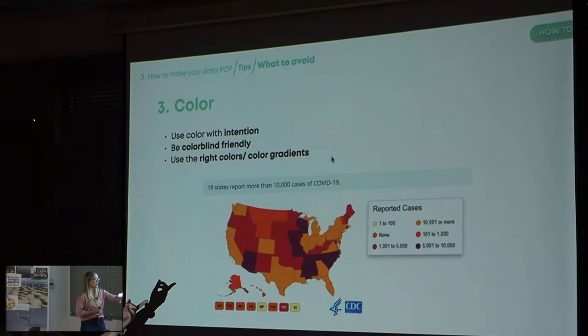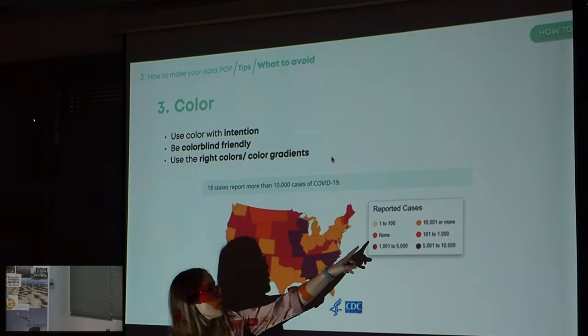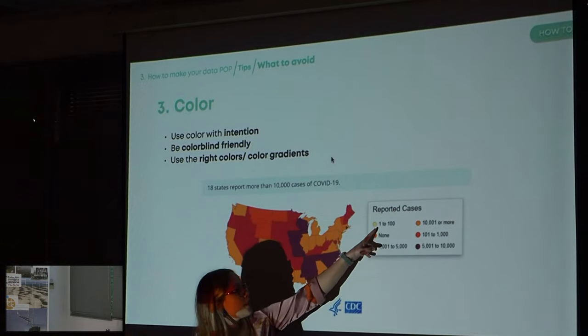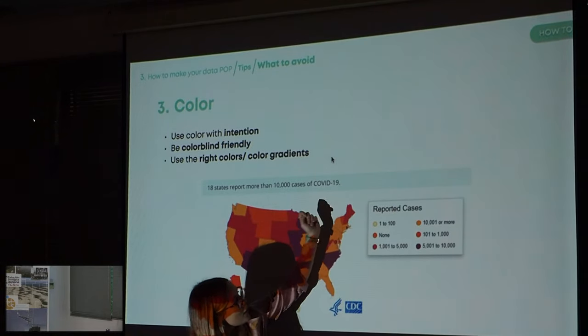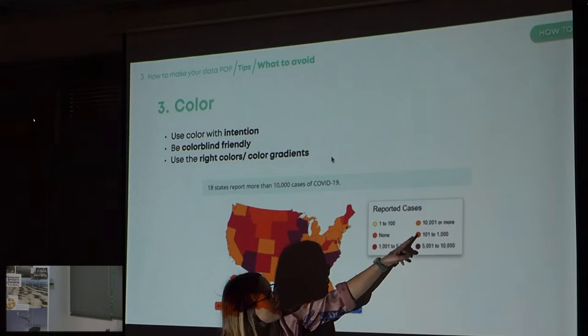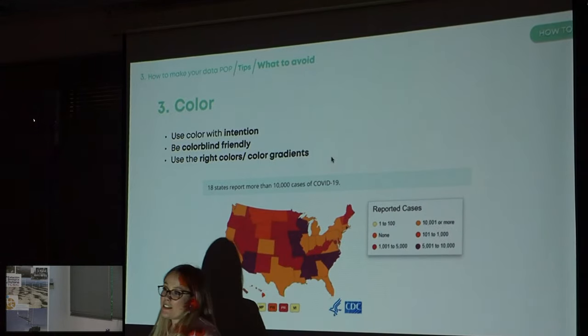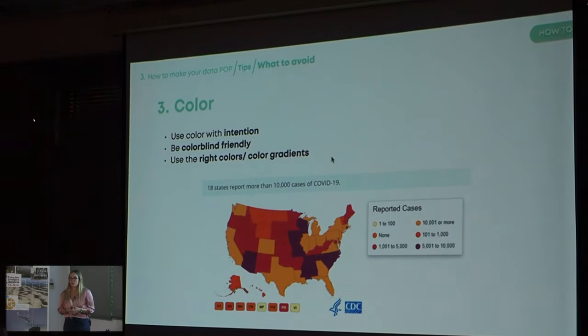Let's look at that gradient over here. It's supposed to be sequential data. That means from zero to a certain number. And in this plot, they start with an orange color, then go to a sand color, then go to a red color, then go to an orange color again. I mean, this doesn't make any sense and it doesn't do you a favor. It just takes more time to understand.